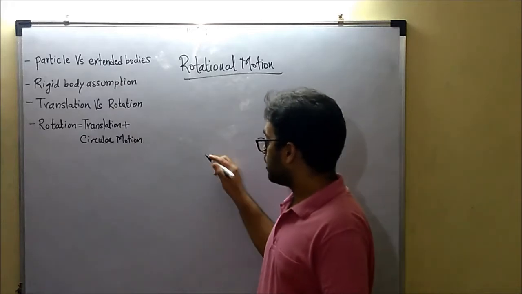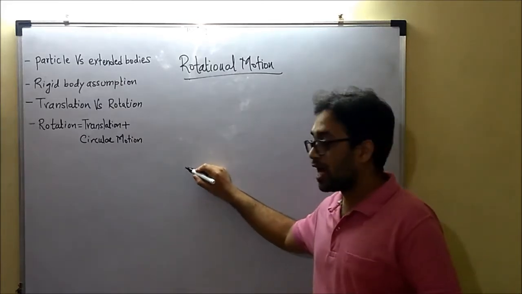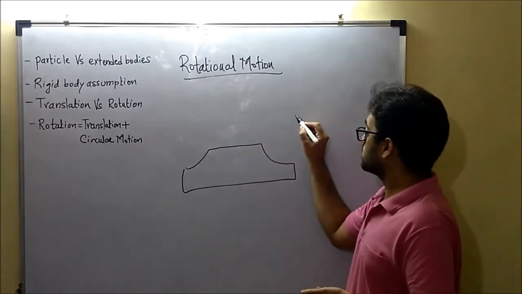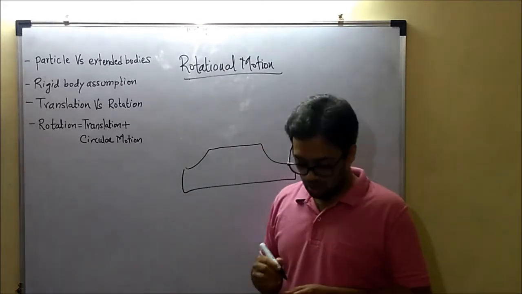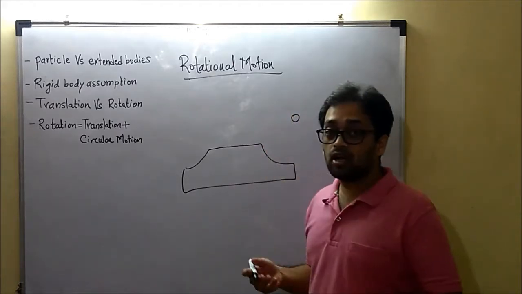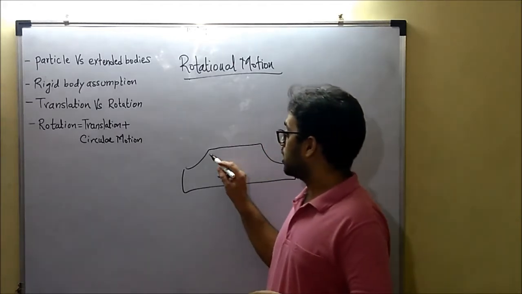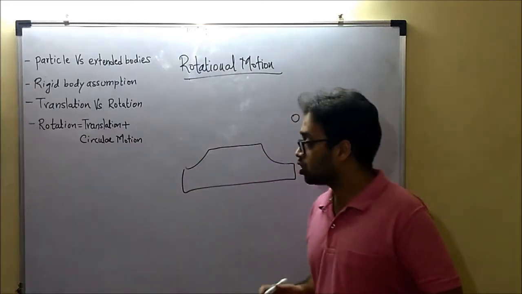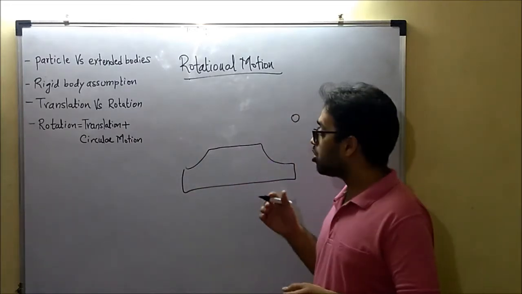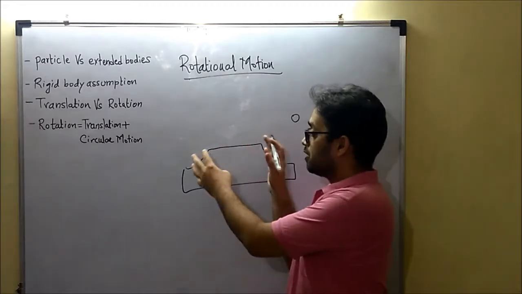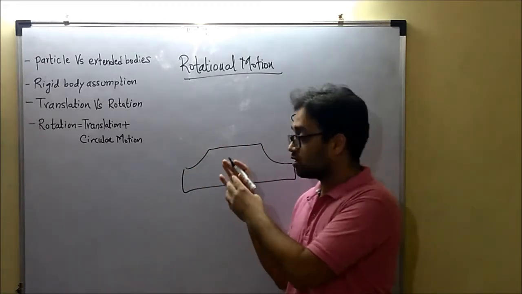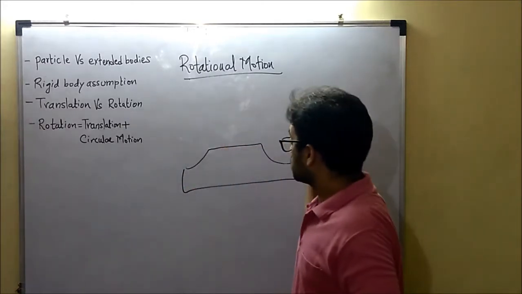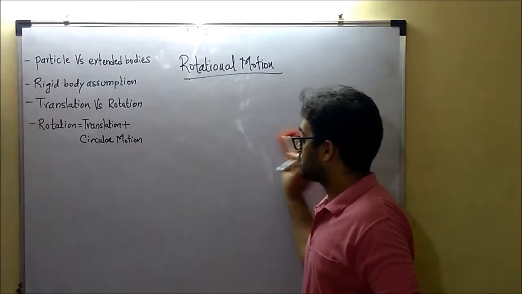So the entire body, let it be as huge as a car, or as small as a rubber ball, both were being considered as a point mass. We used to consider that all the particles of the body are moving with the same constant velocity throughout the motion. We did not consider the individual differences in the velocities or the positions of the particles in these bodies. So in this chapter we are going to consider those differences.